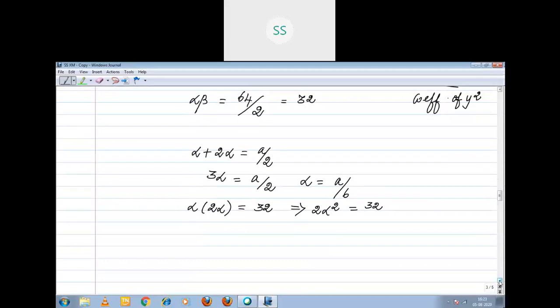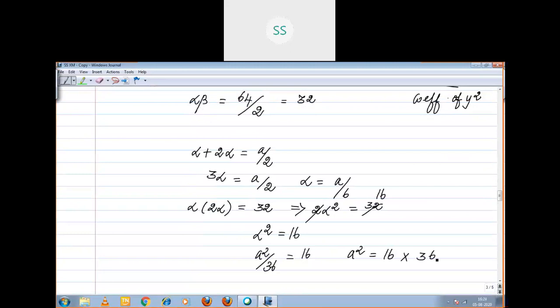Then alpha squared, you have to simplify, right? Alpha squared equals 16, since 2 ones are 2 and 16s are 16. Now you know the value: a squared by 36 equals 16. Now a squared equals 16 into 36.